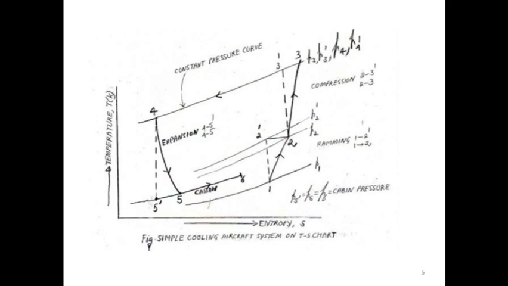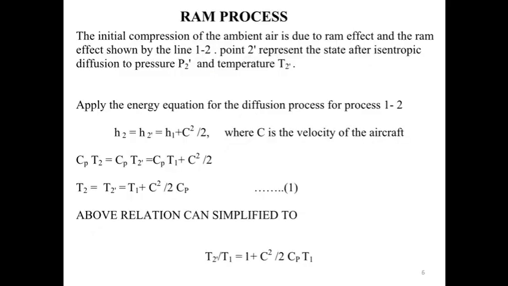Here the work we are giving is in 1 to 2 and 2 to 3, and the work we are taking is from 4 to 5. So the total net work will be ramming work plus compressor work minus expansion work. Then we need to derive the equation or relation for the ramming process.